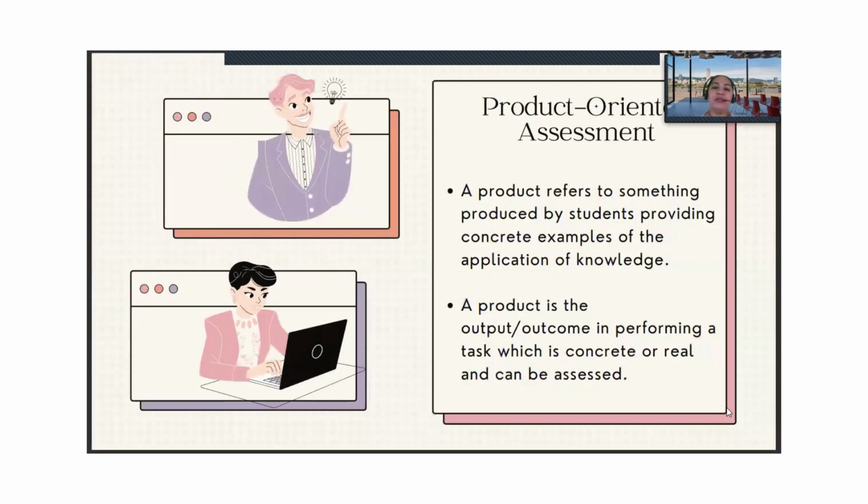Product-oriented assessment. A product refers to something produced by students, providing concrete examples of the application of knowledge. A product is the outcome in performing a task, which is concrete or real and can be assessed. Like what I said earlier, that is the product or the output. For example, if you ask your student to do a report, the report itself is the output, or a demonstration, or probably a drama or dance. That's the end product.